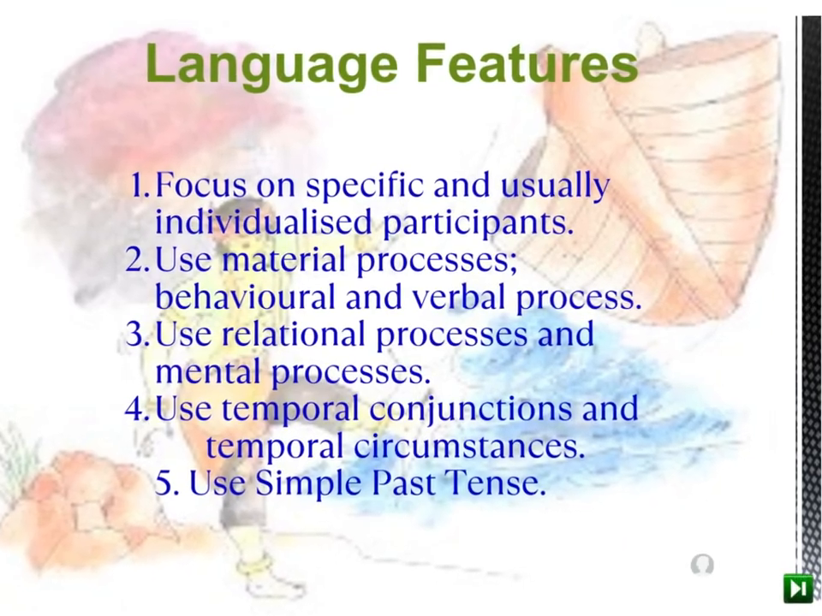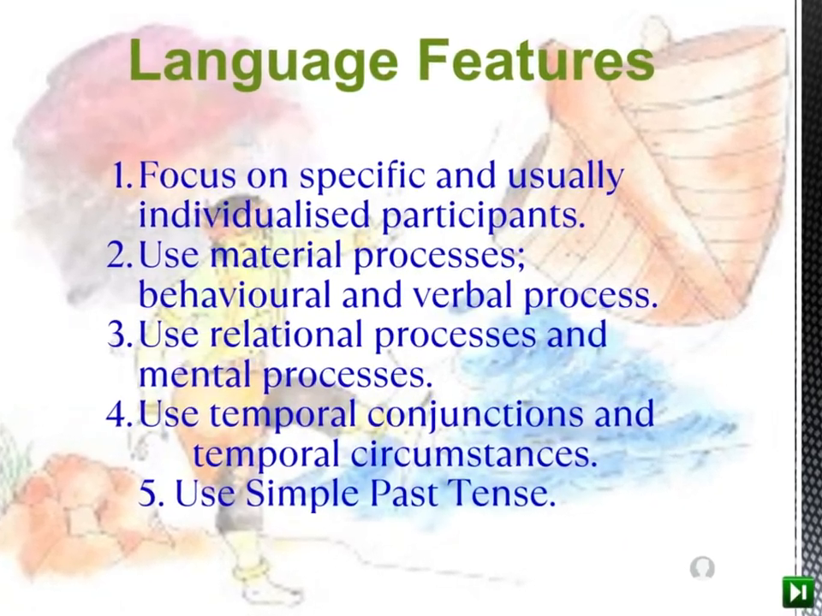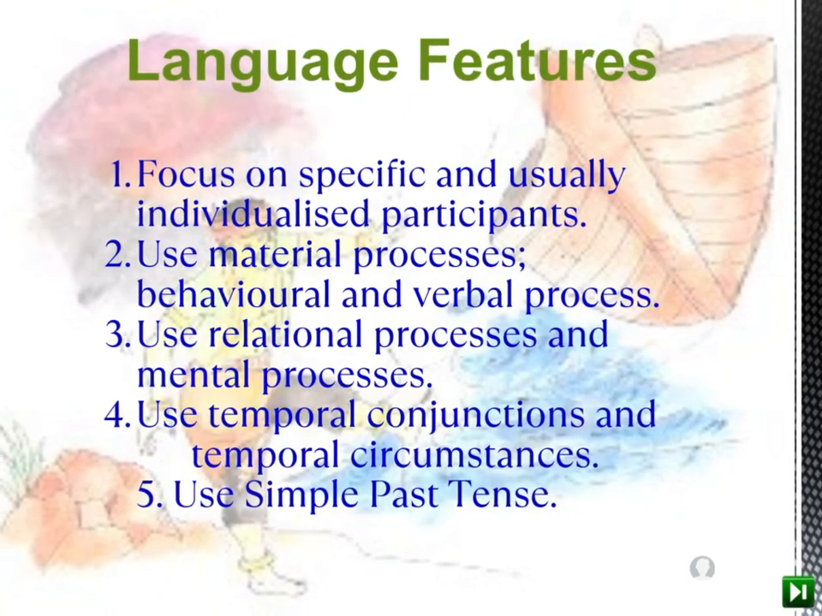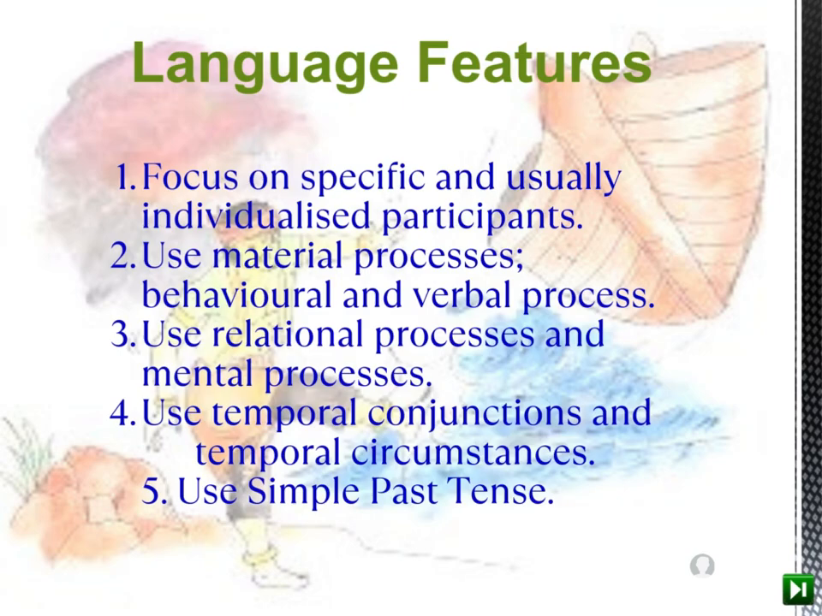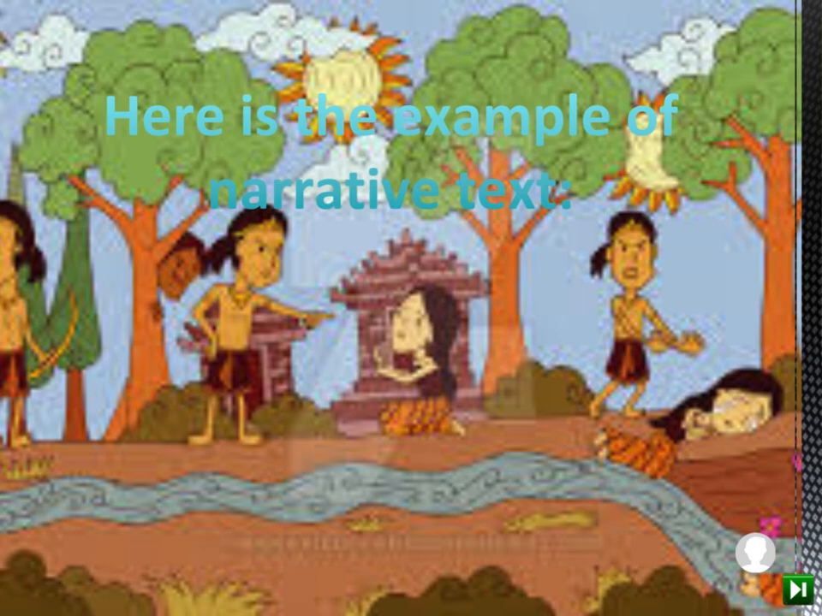Now we come to the language features of a narrative text. Number one, focus on specific and usually individualized participants. Number two, use material processes, behavioral and verbal processes. Number three, use relational processes and mental processes. Number four, use temporal conjunction and temporal circumstances. And number five is definitely using simple past tense.